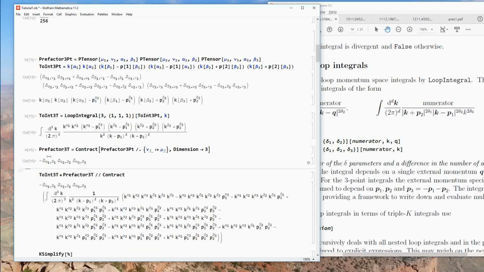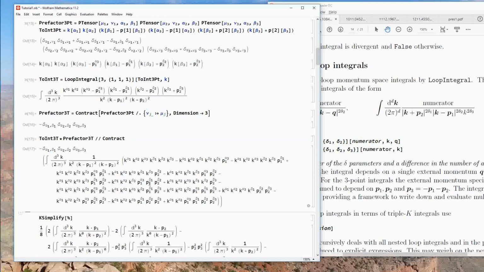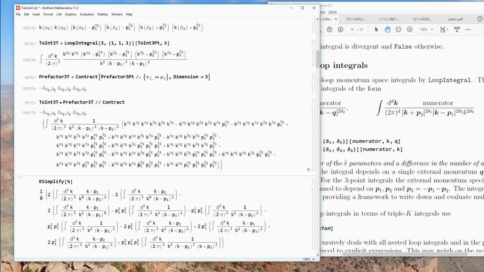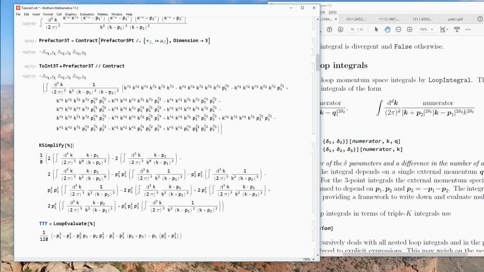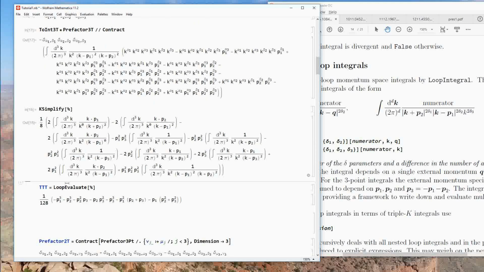Okay, so now we have to multiply this with this integral and contract all the indices. Well, if we just multiply it and do Contract, nothing really happens. And this is because Contract doesn't go in the integral. And so there is a function called KSimplify, and if we execute this KSimplify on this expression, then it will indeed go through all these contractions within the integral. Okay, and we got this expression, and now we can just do LoopEvaluate.